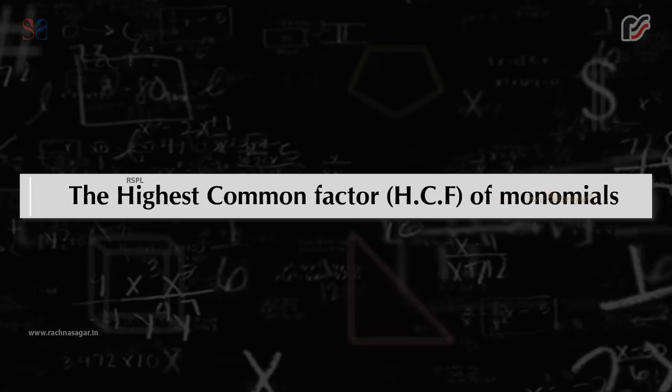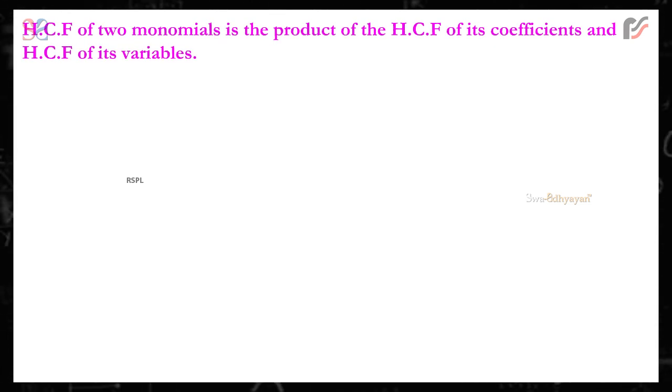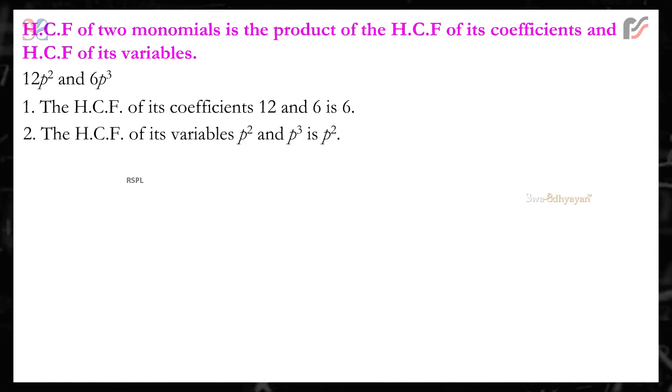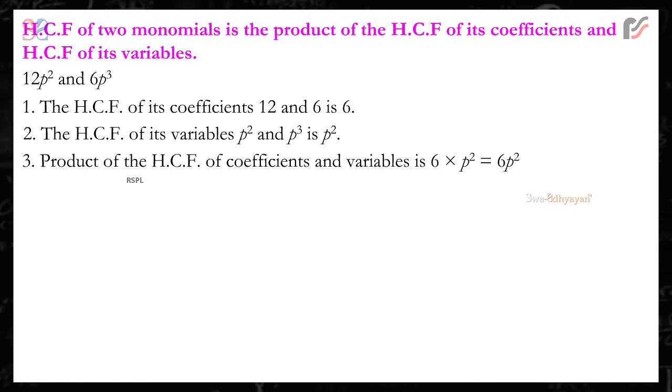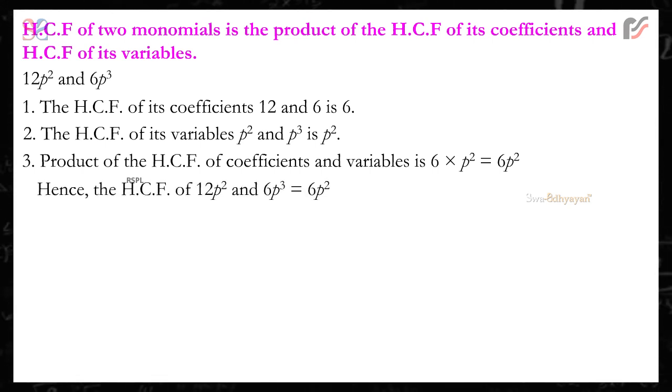The highest common factor, HCF, of monomials. HCF of two monomials is the product of the HCF of its coefficients and HCF of its variables. Take 12p square and 6p cube. 1. The HCF of its coefficients 12 and 6 is 6. 2. The HCF of its variables p square and p cube is p square. 3. Product of the HCF of coefficients and variables is 6 into p square, which is equal to 6p square. Hence, the HCF of 12p square and 6p cube is 6p square.